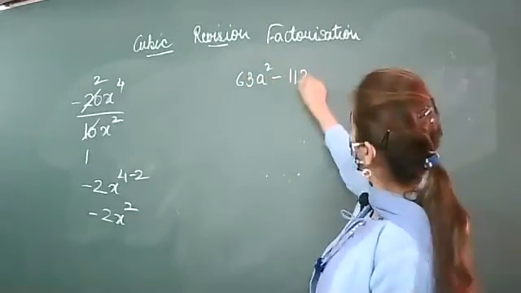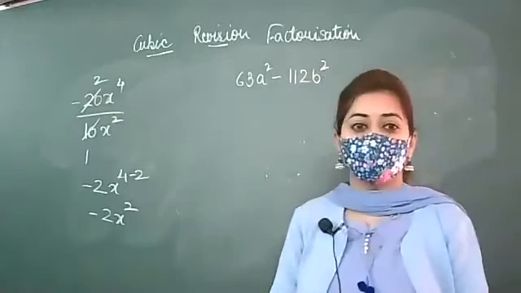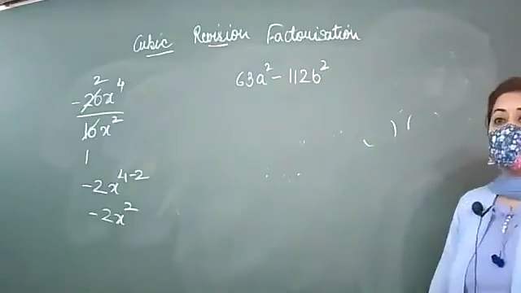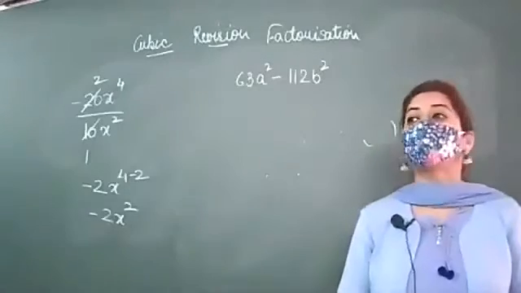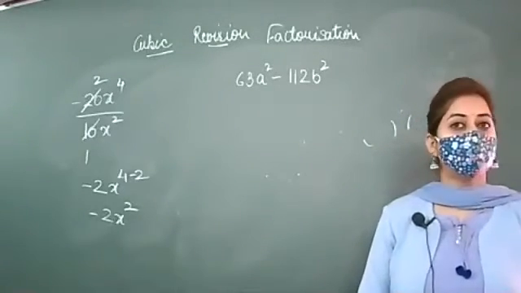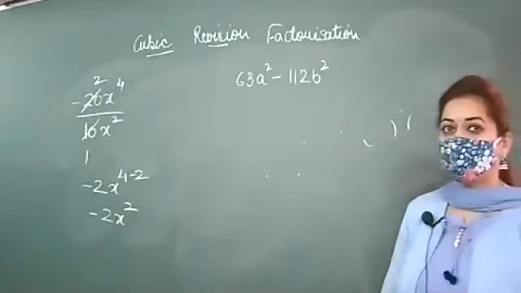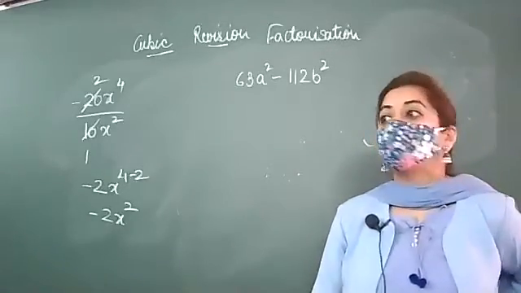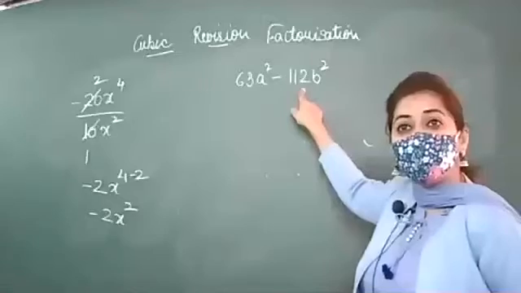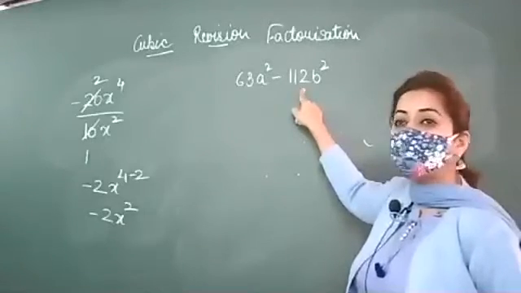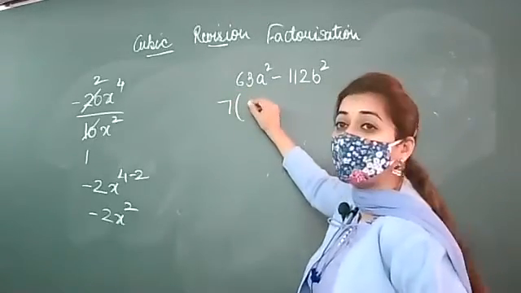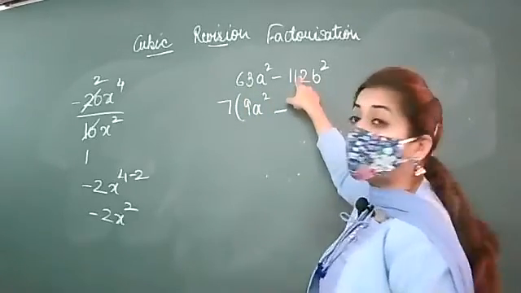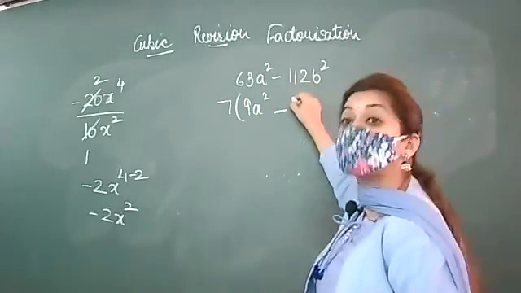Solve this question, hurry up. 63 and 112 both are not perfect square number. What you will do? Take 7 common. 7 common आ रहा है। अगर 9, ये देखो 9 से डिविजिबल है नहीं है, तो इसका मतलब 9 से नहीं हो रहा, 7 से हो रहा है। Take 7 common, 7 nines are 63.